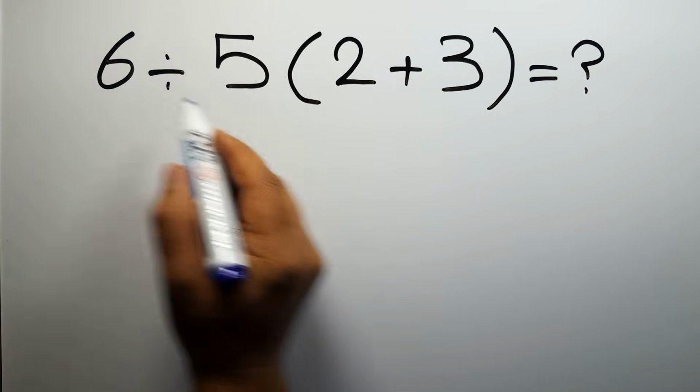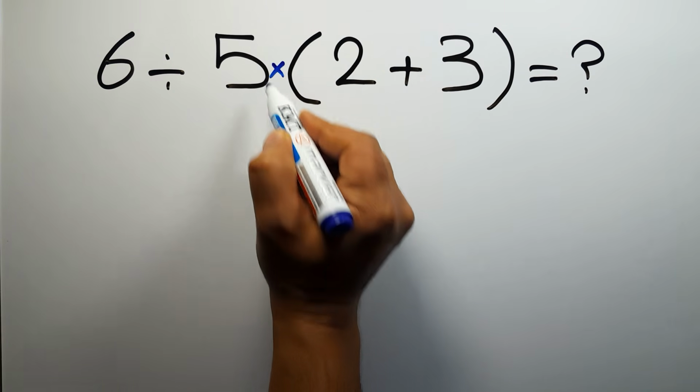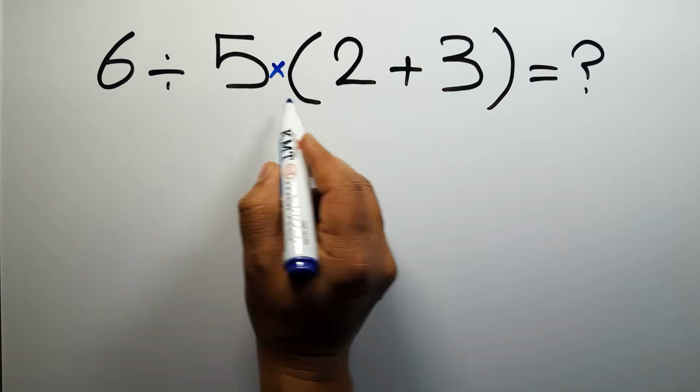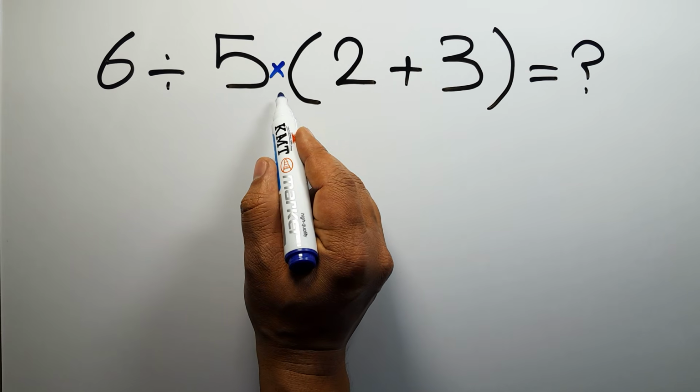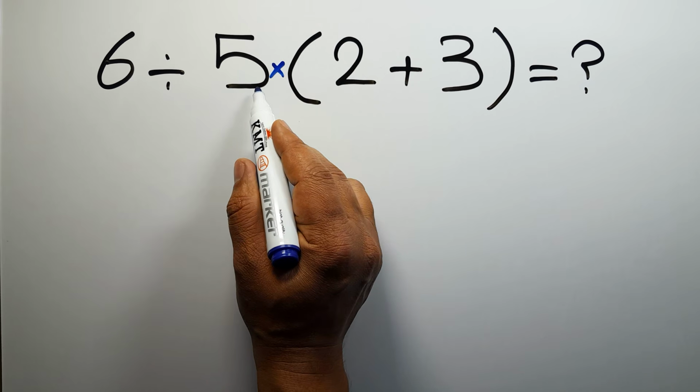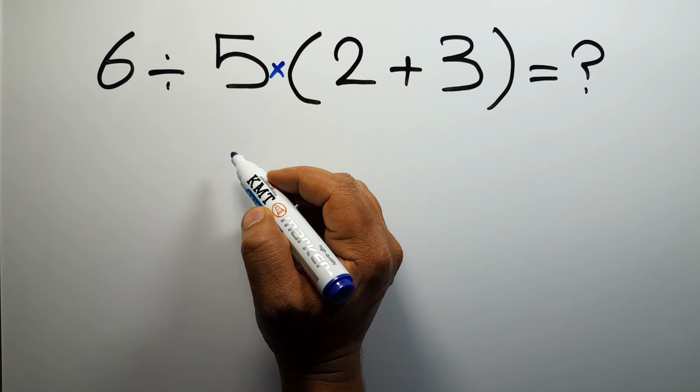In this expression, we have one division, one multiplication, and one parentheses. Inside this parentheses, we have one addition. Here we have a multiplication because in mathematics, when a number is placed next to parentheses, it means multiplication, and we usually don't write the multiplication sign for brevity.